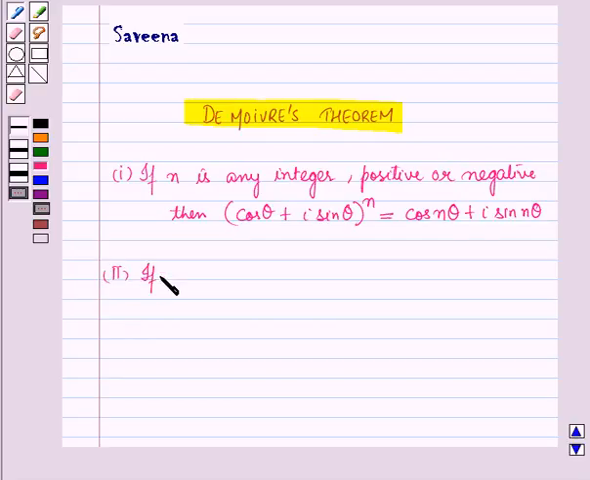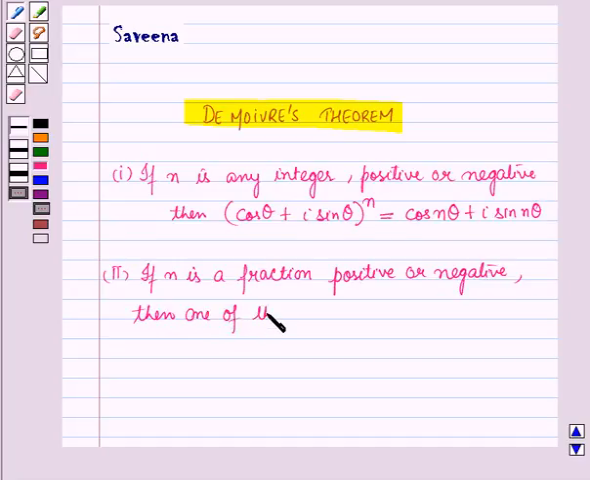And if n is a fraction, positive or negative, then one of the values of (cos theta + i sin theta) raised to power n is cos n theta + i sin n theta.